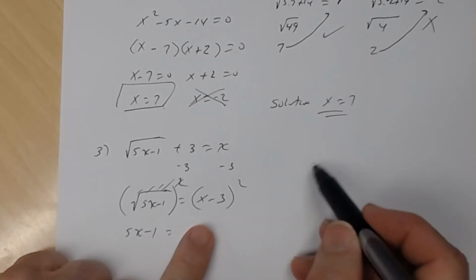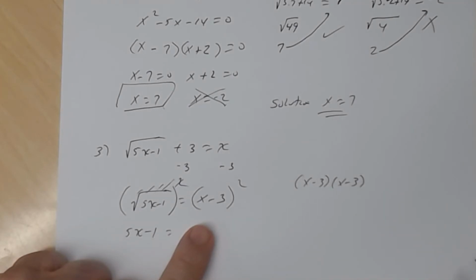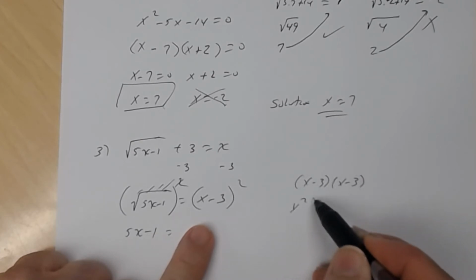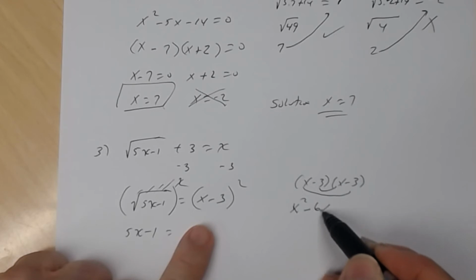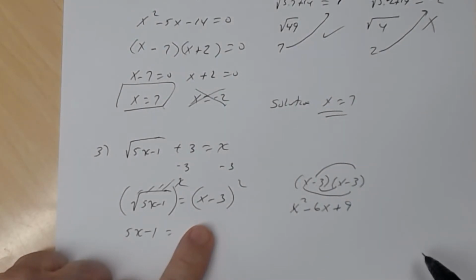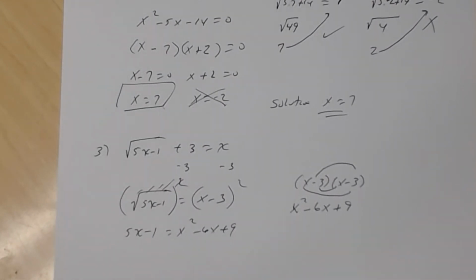Remember, you're squaring a binomial. Whenever you square a binomial, you're going to get a trinomial, excuse me, a trinomial. So x times x is x squared. The outer is a negative 3x and the inner is a negative 3x. That's a negative 6x. And a negative 3 times a negative 3 is a positive 9. So you get a trinomial. So they become x squared minus 6x plus 9.